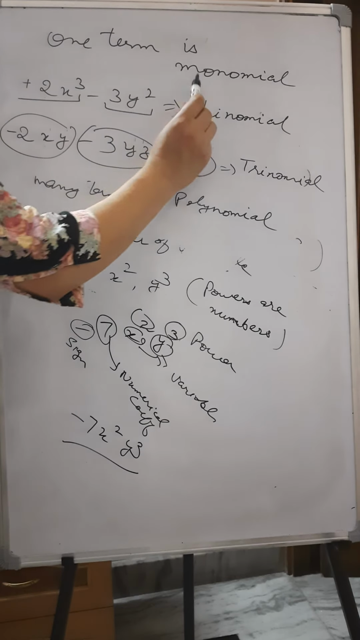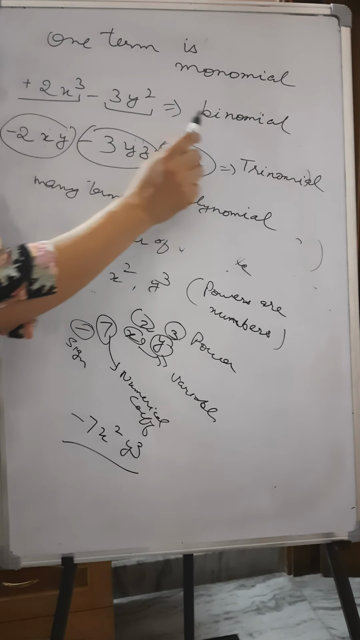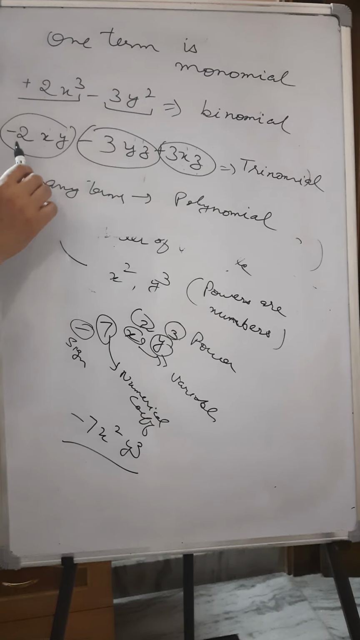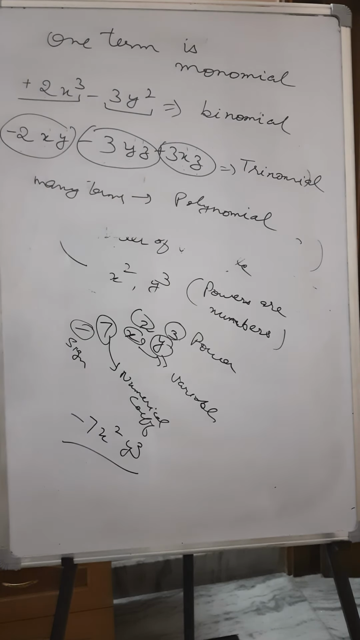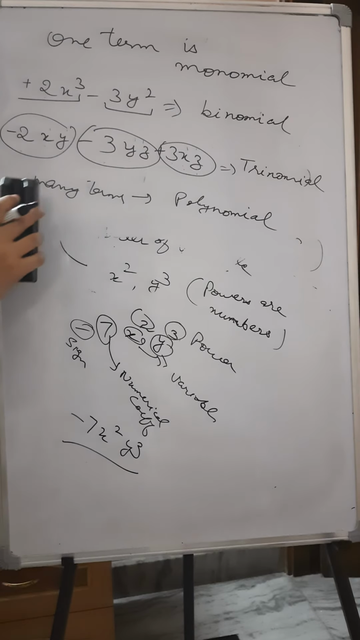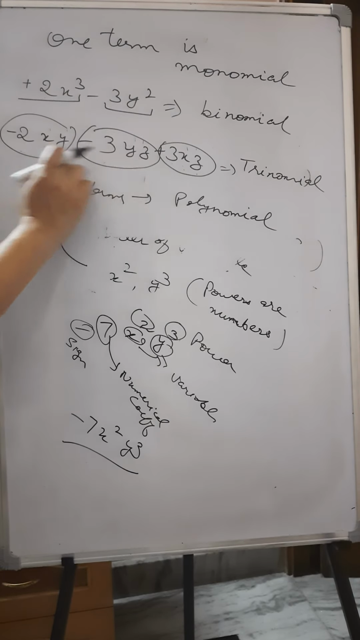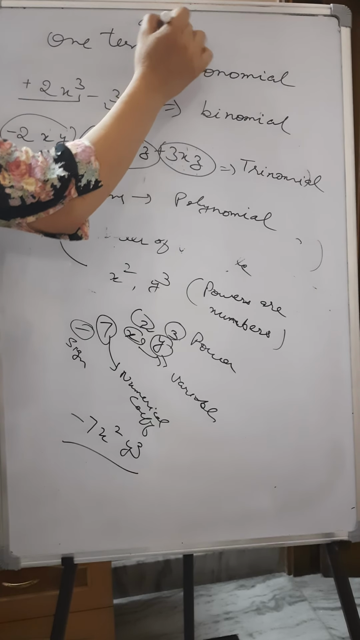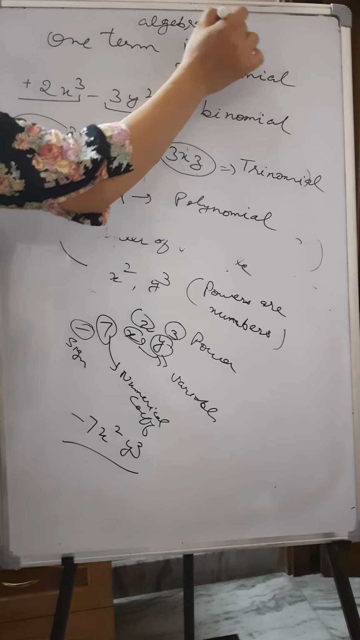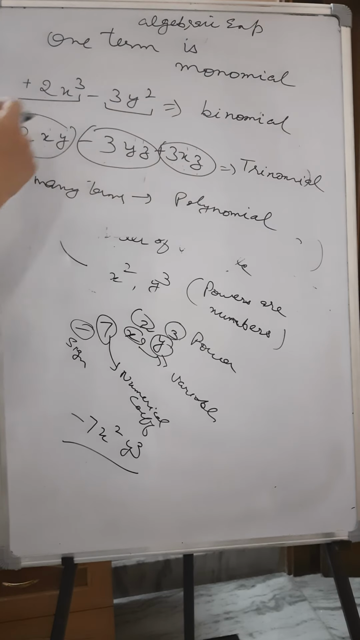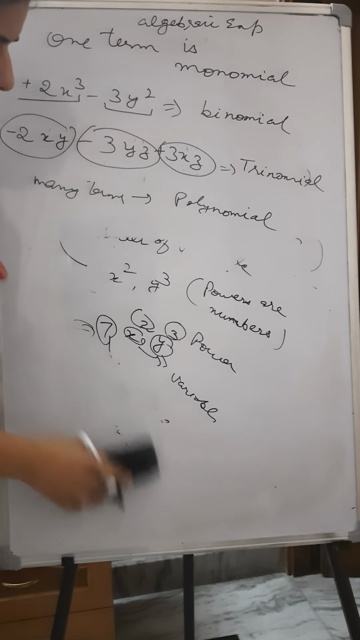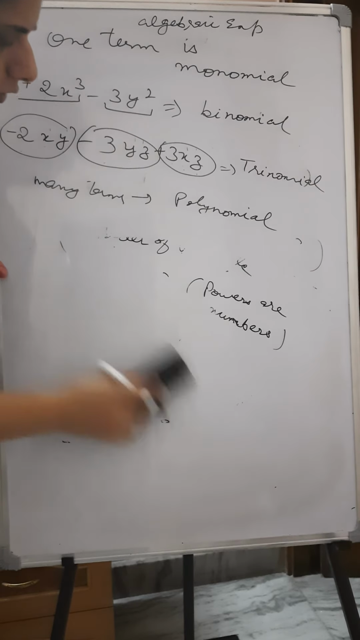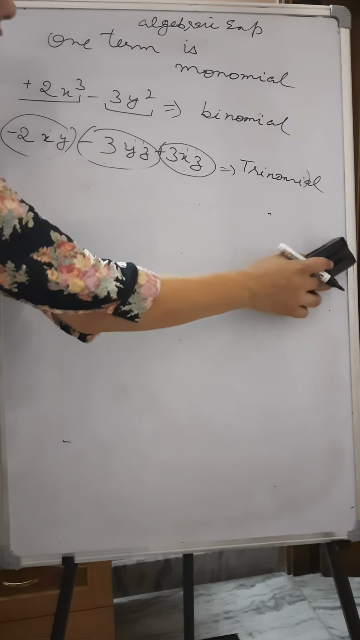When there is only one term, it is a monomial. When you have two terms, it is a binomial. When you have three terms, it is a trinomial. And these monomials, binomials and trinomials are all algebraic expressions. This chapter is about algebraic expressions.